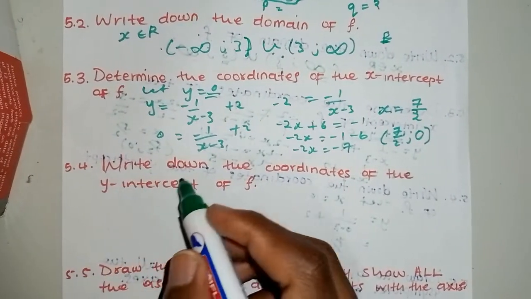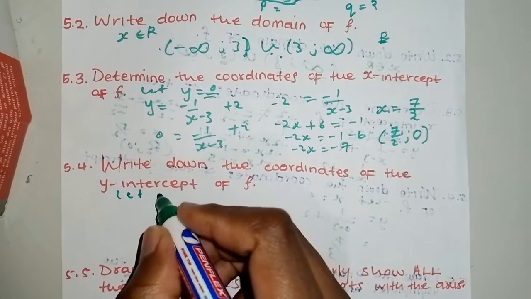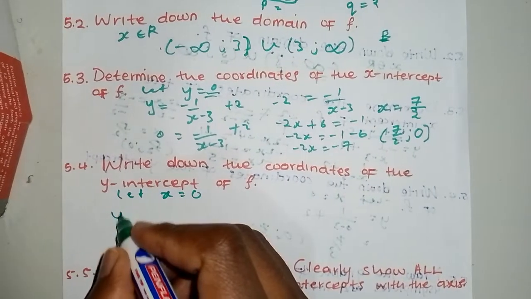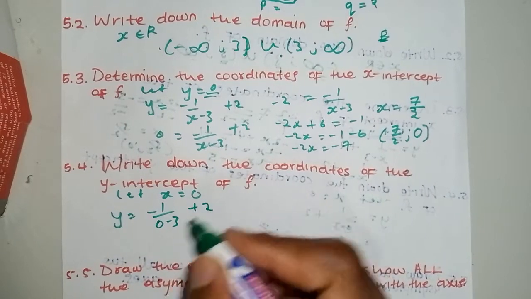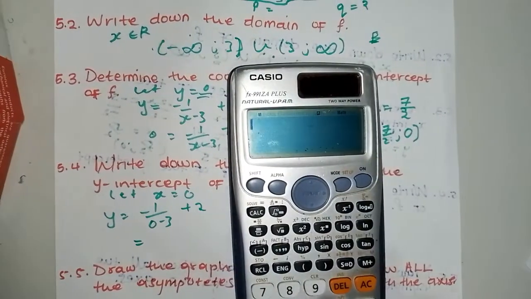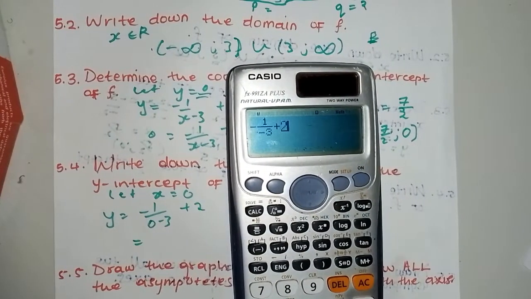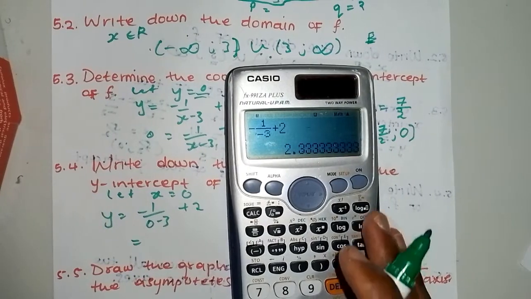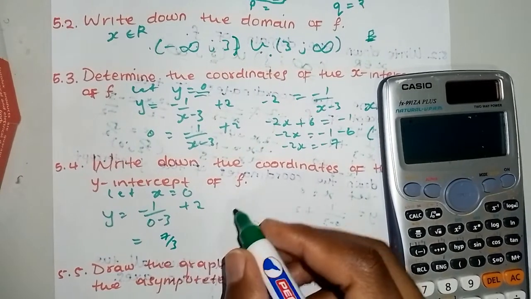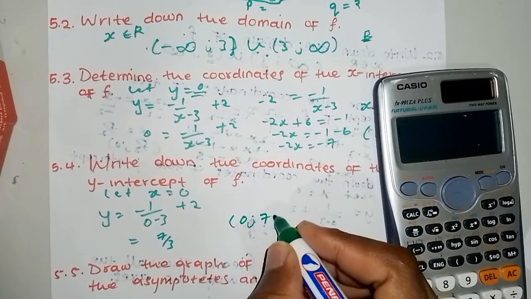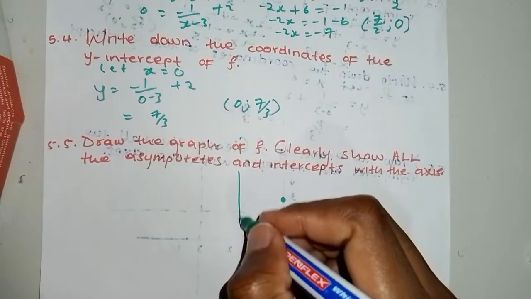Now, this one, they say write down the coordinates of the y-intercept of f. For the y-intercept, you let x equal 0. Then I'm going to have y equals negative 1 over 0 minus 3, plus 2. This will give me minus 1 over minus 3 plus 2, which is 7 over 3, 2.33. Meaning, this is going to be 0, 7 over 3. Those are my coordinates.